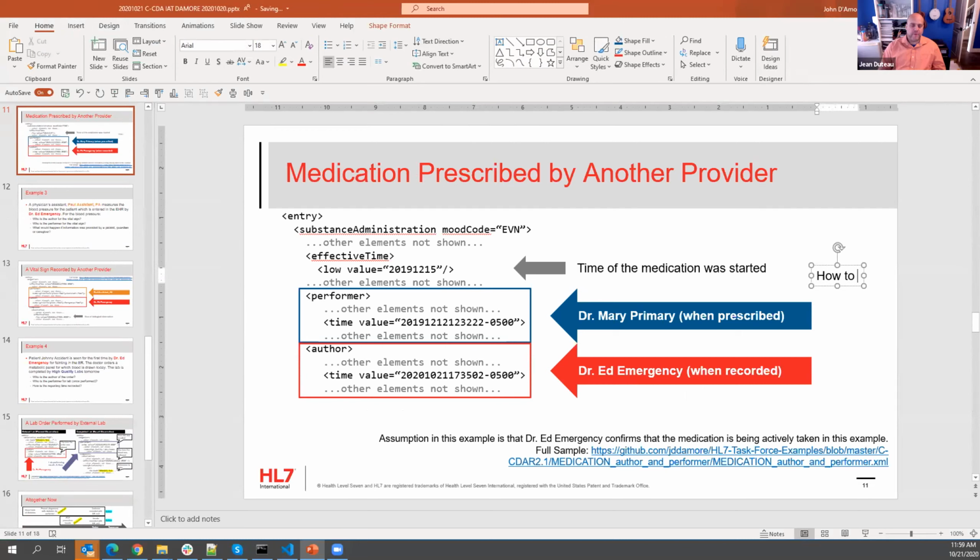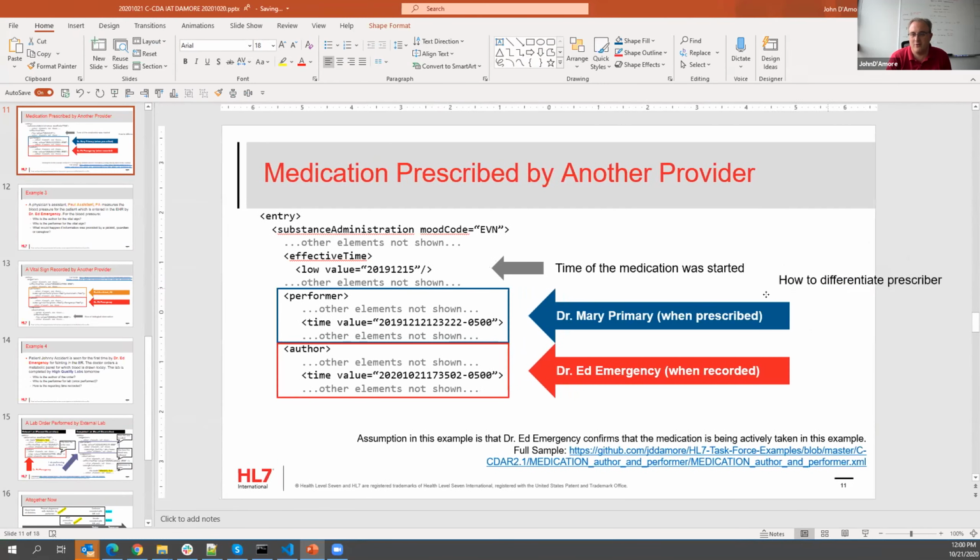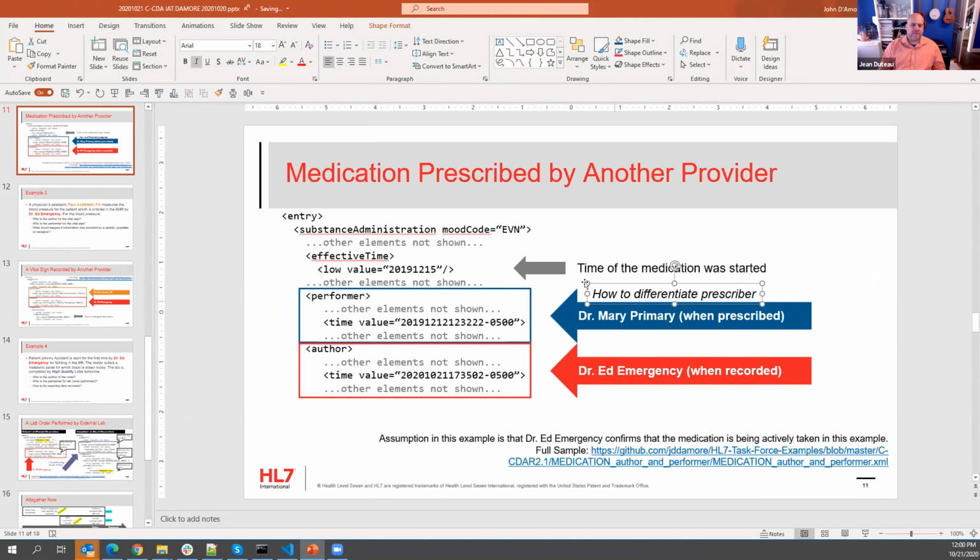Yeah, from a RIM perspective, mood code event means this is recording the actual administration. Right. It should be intent or request. Okay, so this one might not work then.